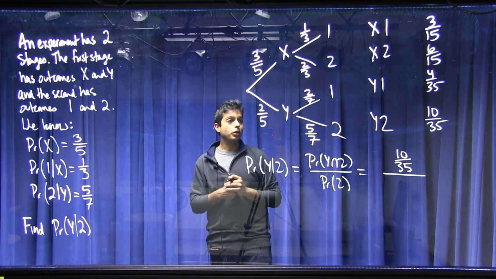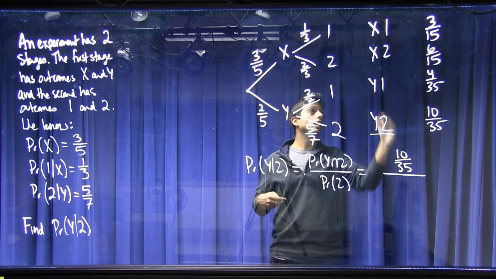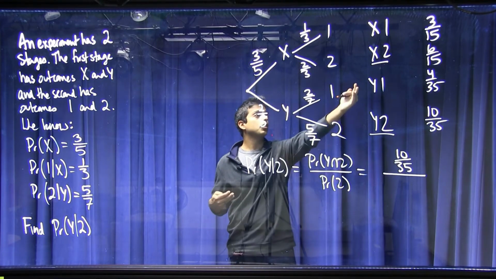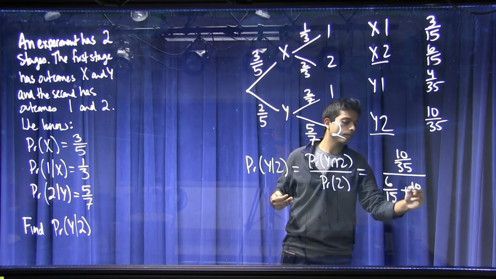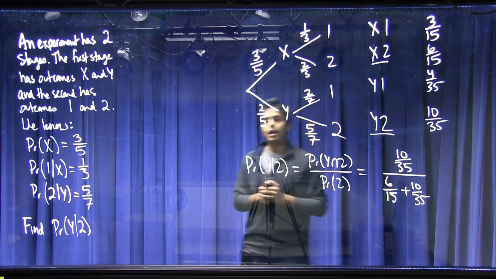Alright, and then the probability of 2, well that's this one and that one added together. So 6/15 plus 10/35. And there's the answer.